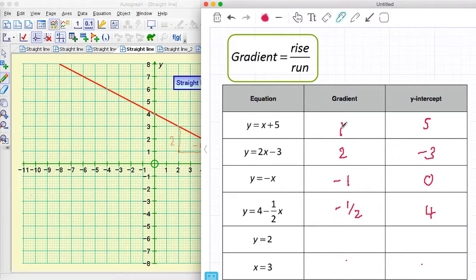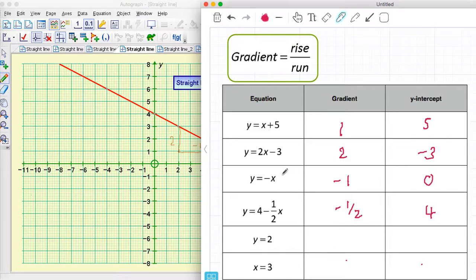Now just look at this. I've got a gradient of 1 and that's 1x. Gradient of 2 and that's 2x. Gradient of -1, -1 is in front of x. Gradient of -0.5, what's in front of x? -0.5. Y-intercept, 5. Y-intercept, -3.